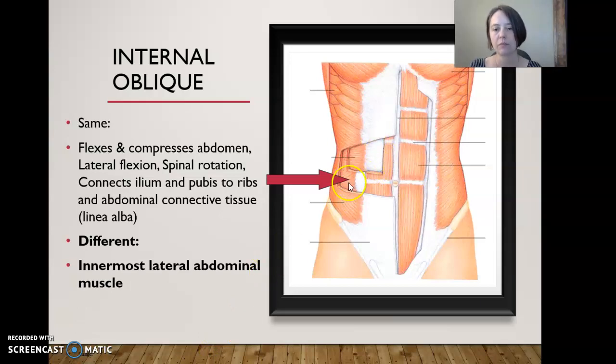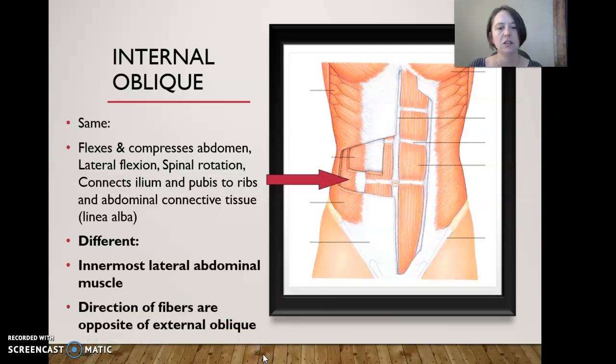So there's another one in there, but this is the one on the outside. And the direction of the fibers are opposite the external oblique. So you see the external obliques are going this way, the internal obliques are going this way. And then we have a different video to watch in class as well.